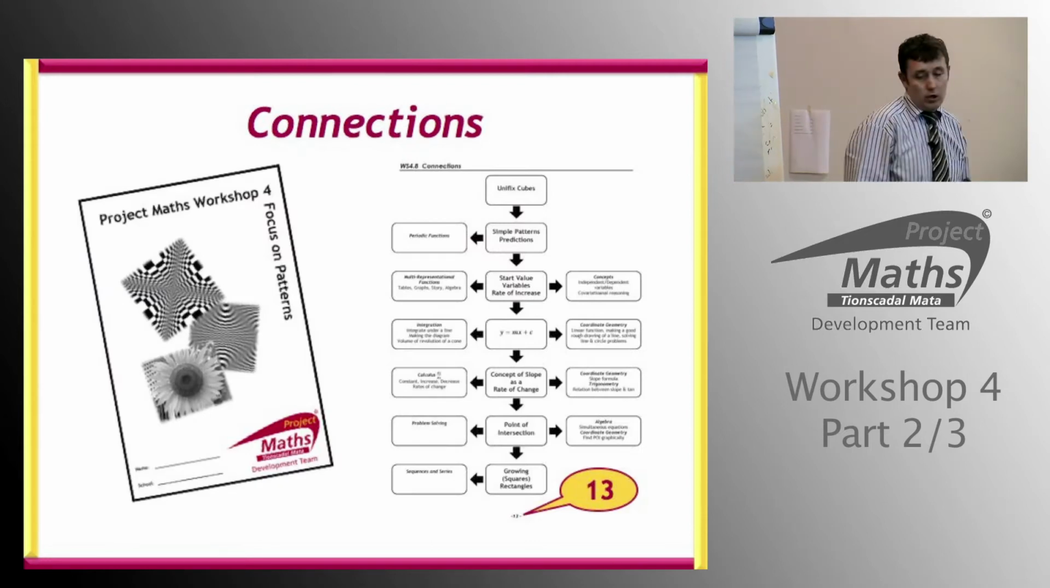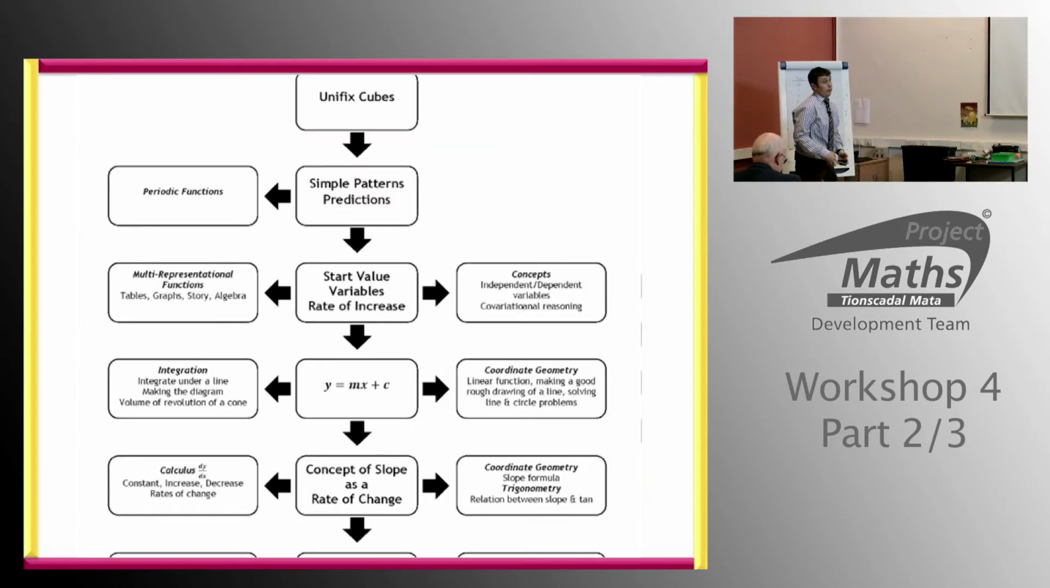Now, the next thing that I just want to show you is the connections that we've brought together throughout this. You started off with your unifix cubes, which led you into simple pattern predictions, simply from having a look, which then sidelined to starting values, variables, and rate of change, or rate of increase at that time. The next thing we looked at then was y equals mx plus c, and where can you spin off from that? The concept of slope as a rate of change. And it then led on to the point of intersection.